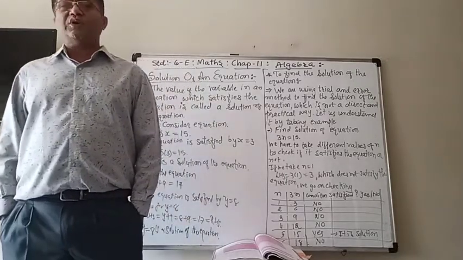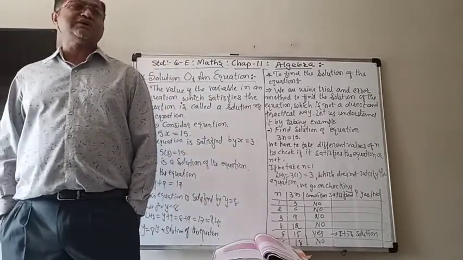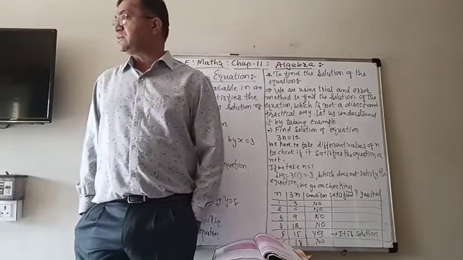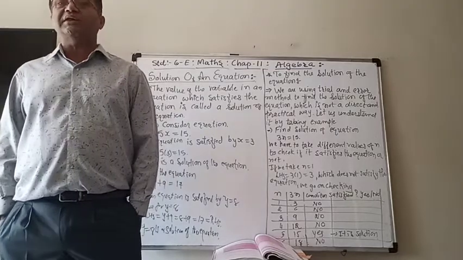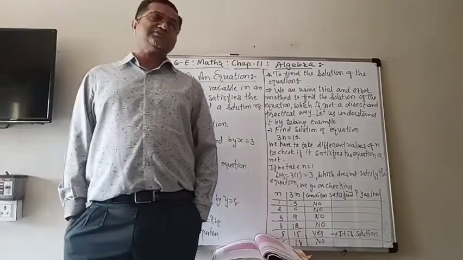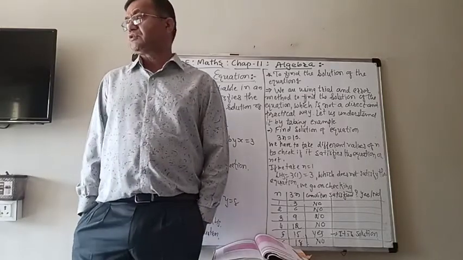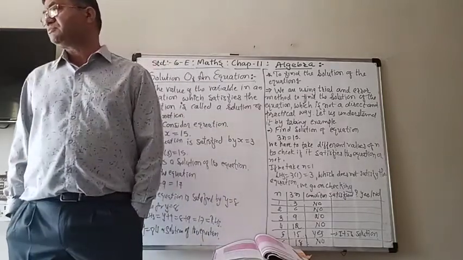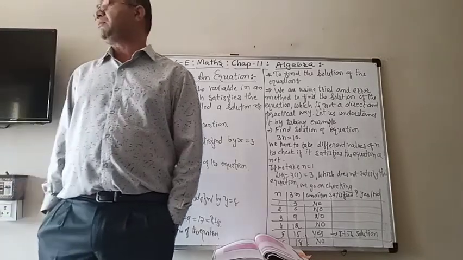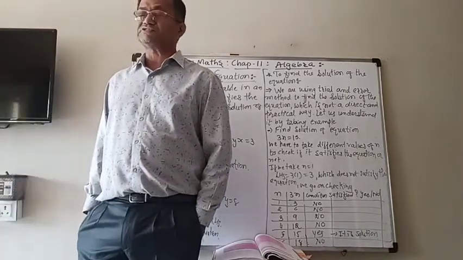And in an equation there must be at least one variable. It can contain more than one variable also. Sometimes only in the LHS, sometimes only in the RHS, or sometimes the variable can exist on both sides.